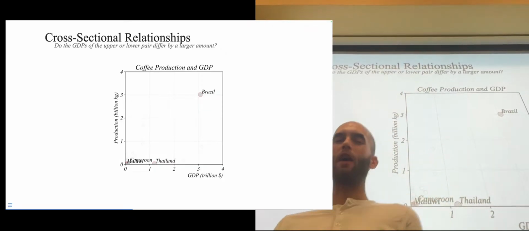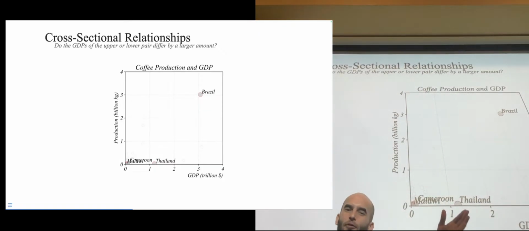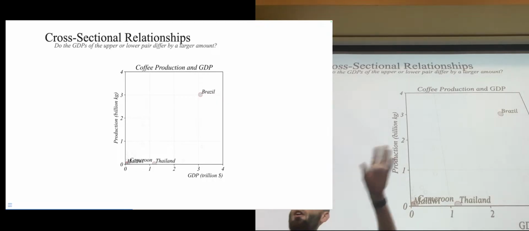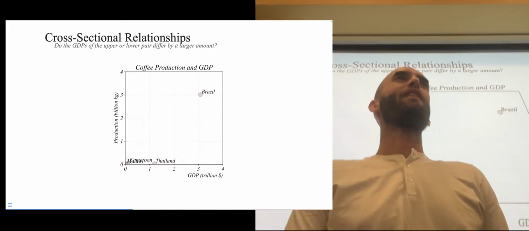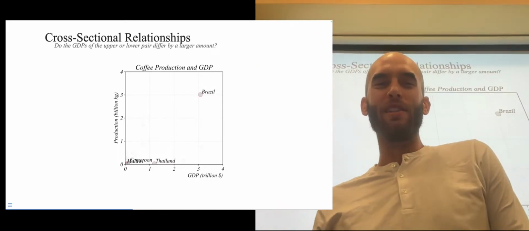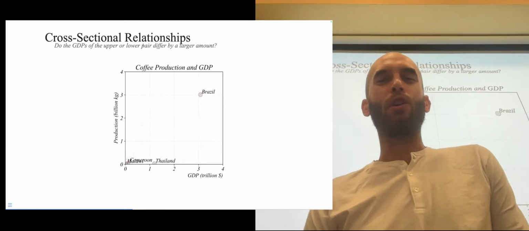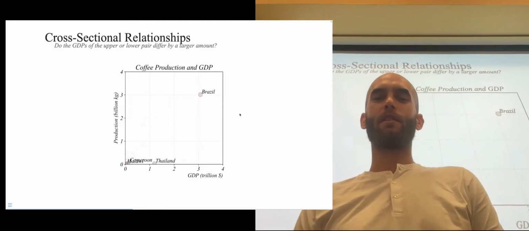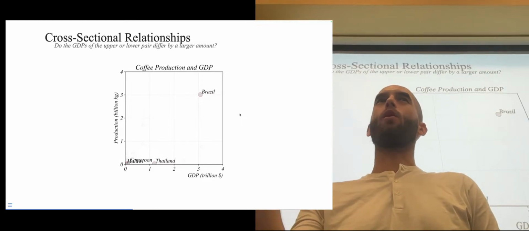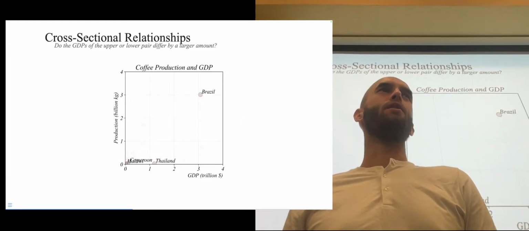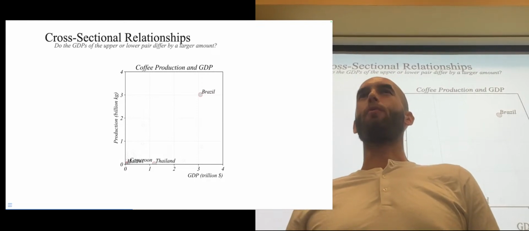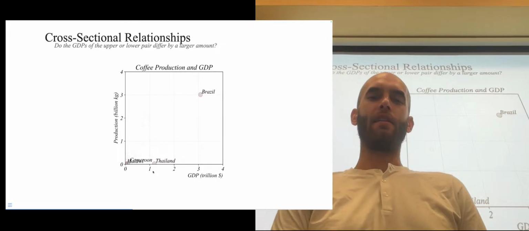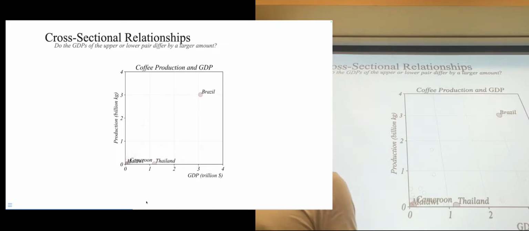And then we walked through a couple of these kinds of questions at the end of class. This is when everyone's on their way out the door, and I rudely asked you a couple of final questions. One of them was, do the GDPs of the upper or lower pair differ by a larger amount? We're going to use this as a warm-up question. You've already answered this, but just tell your neighbor whether the upper pair, Brazil and Thailand, or the lower pair, Cameroon and Malawi, differ by a larger amount.